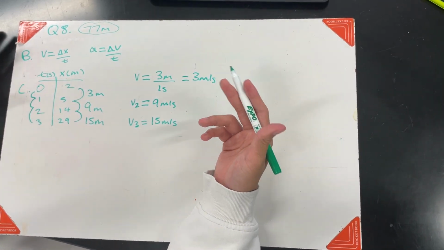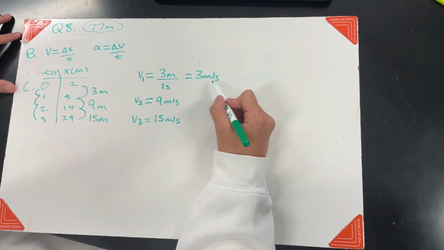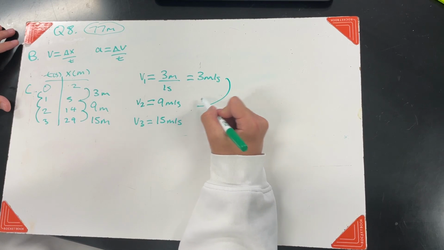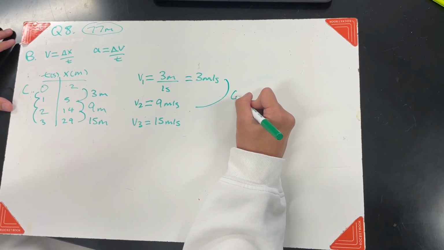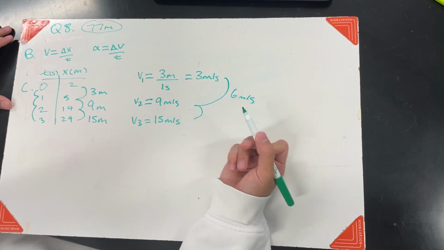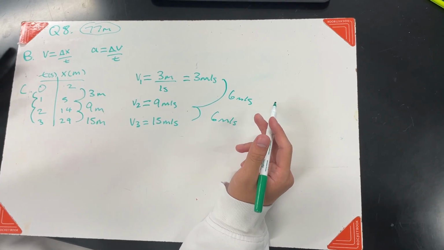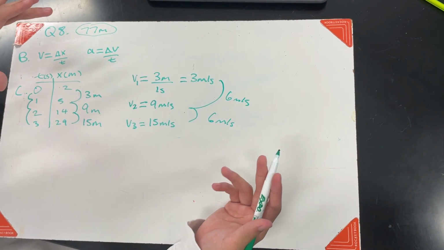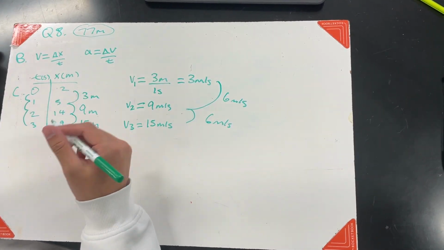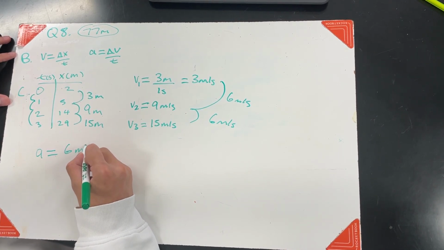Now we can see the change in the velocities. So remember, the time interval is still the same. So from here to here, we have a change of 6 meters per second. And then from here to here, it's still 6 meters per second. So we can see that since the change in velocity over time is constant, then that means our acceleration must also be constant.